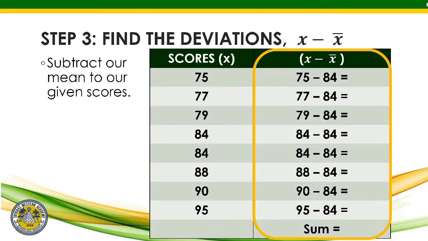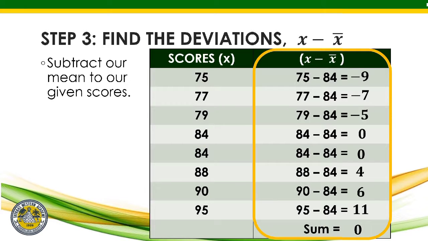For step 3, we need to find the deviations, wherein we subtract our mean from our observations. The mean that we got earlier is 84. So 75 minus 84 is negative 9. 77 minus 84 is negative 7. 79 minus 84 is negative 5. 84 minus 84 is 0. Then 84 minus 84 is 0. 88 minus 84 is 4. 90 minus 84 is 6. 95 minus 84 is 11. For a total of 0.